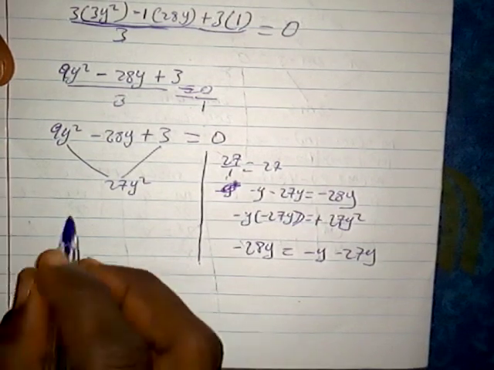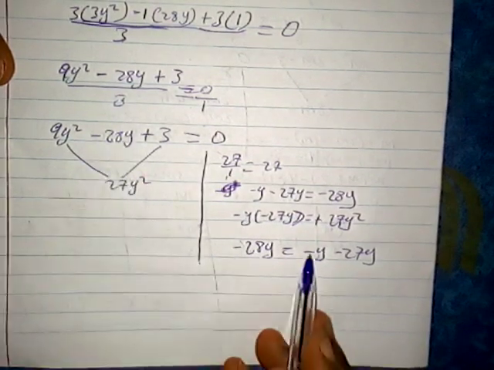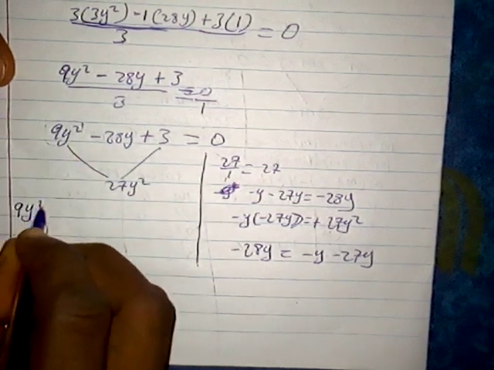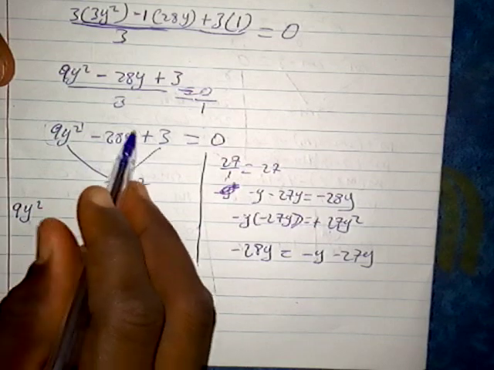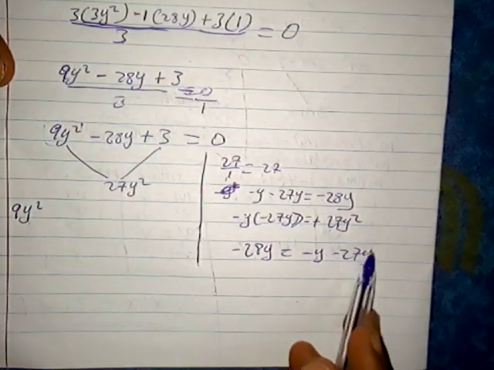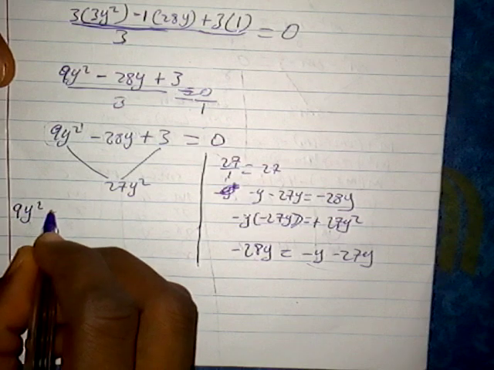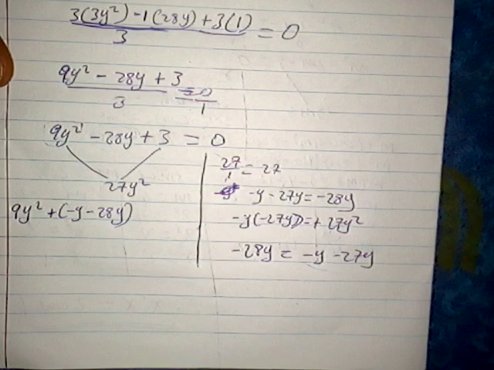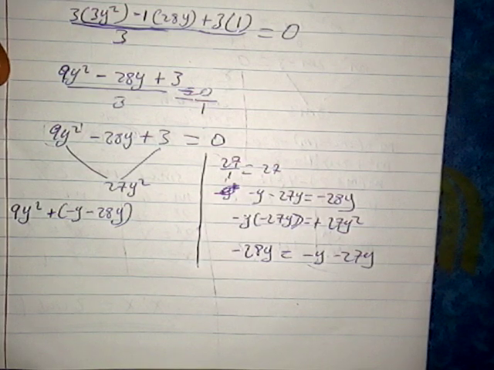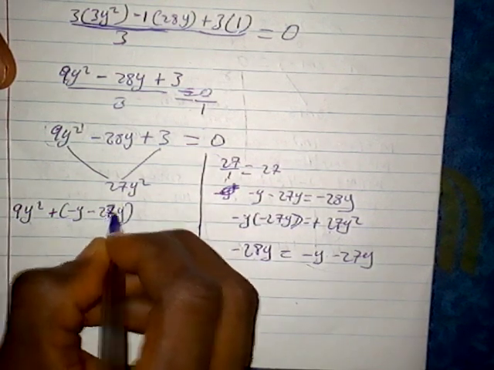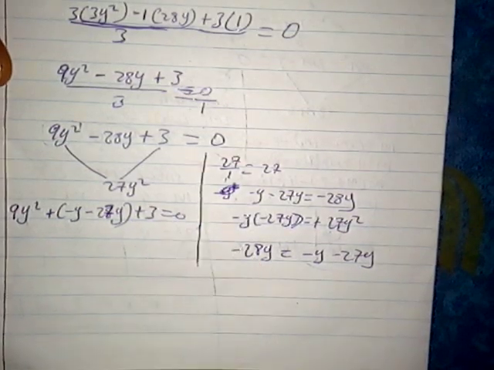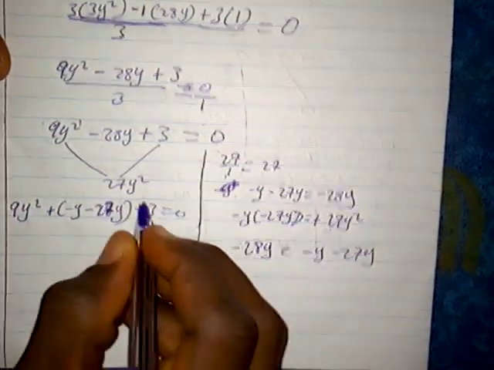Now we proceed. Anywhere we see minus 28y, we are going to put minus y minus 27y. So the first term here is 9y squared. The second term is minus 28y. We are not going to put minus 28y; we are going to put this. So minus, bracket, minus y minus 27y. That means we substitute the value of minus 28y, which is minus y minus 27y. You see? Minus y minus 27y. Good. Plus 3 equals 0. Is it understandable? What next?